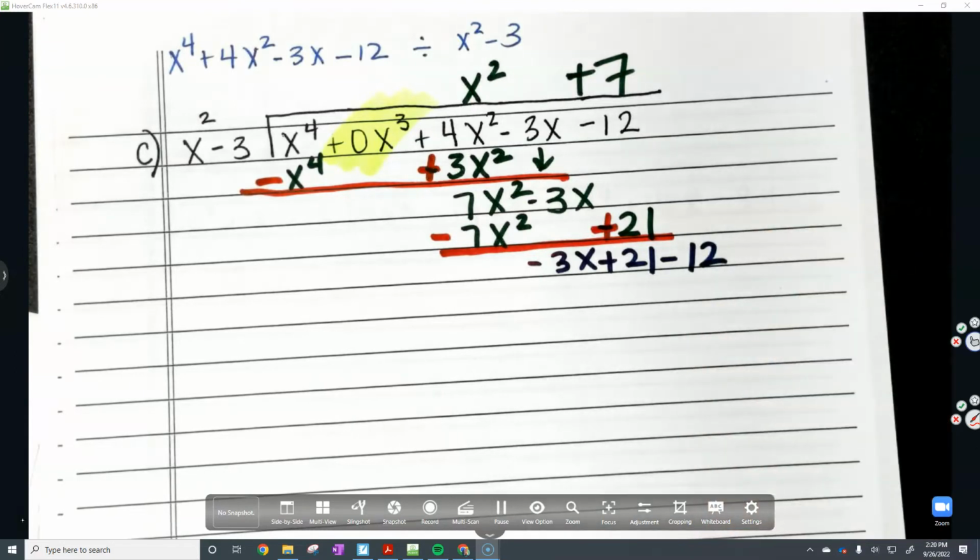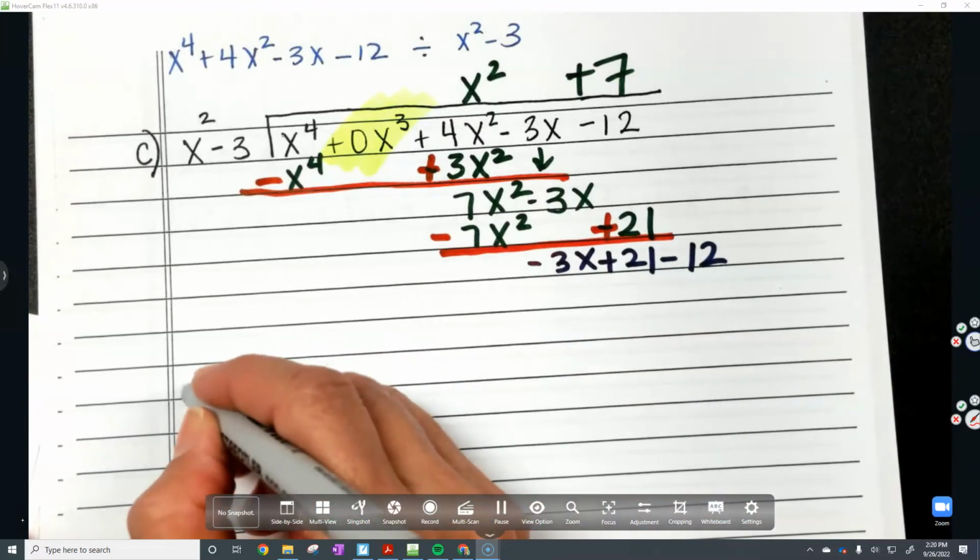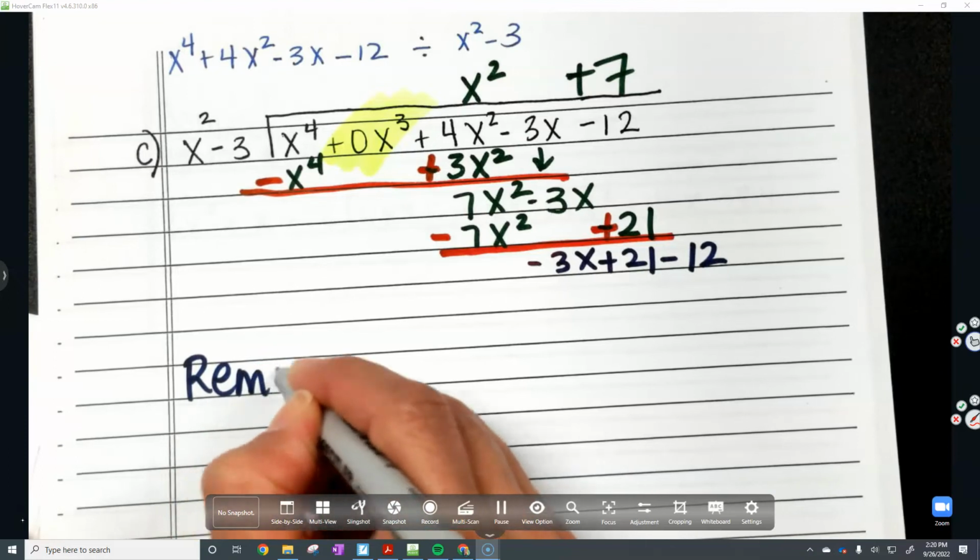Y'all, I'm going to combine those. That's making me crazy. I'm going to fix that. But before I do, I want to point out that we're done. This x squared, that's an exponent of 2. That's an exponent of 1. You can't go down. So that's the remainder. Oh my goodness, this is not a happy paper. Let's talk about what the remainder is.